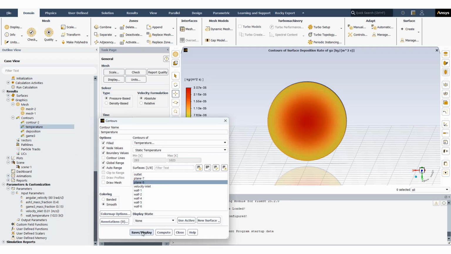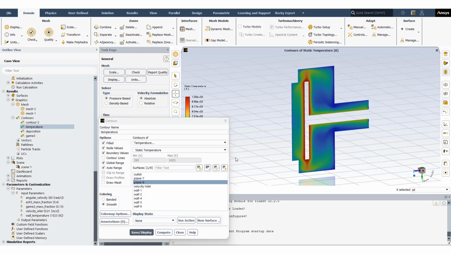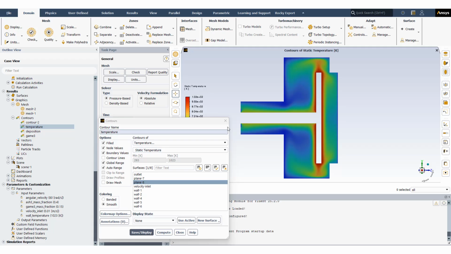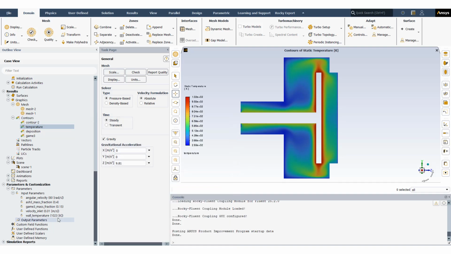We can visualize the temperature profile here on a cross section of the domain, basically of the cylindrical domain. What we see is a higher temperature near the disk, which is set as a high temperature, as we've defined in the input parameters here.